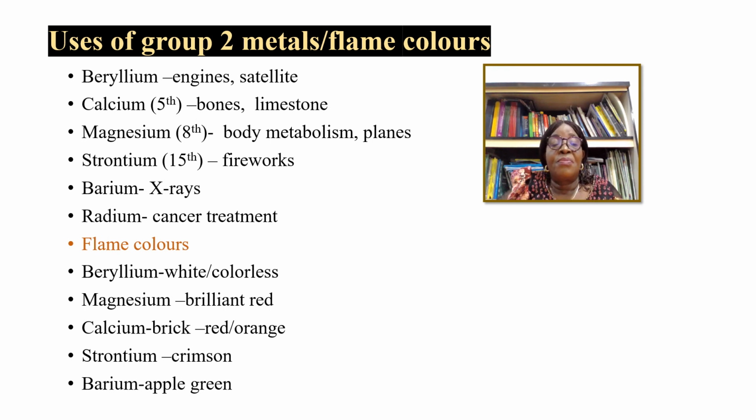Strontium is the 15th most abundant. It's very useful for fireworks. It causes a red explosion. Barium has importance in the X-ray of the digestive system, and radium is radioactive, used in cancer treatment. There are colors in the flame. Beryllium will show white or colorless. Magnesium will have a brilliant red. Calcium, a brick red or red and orange. And then strontium crimson and barium apple green.